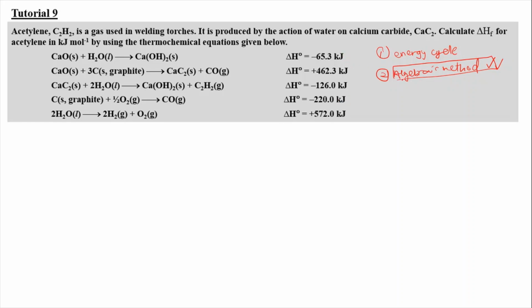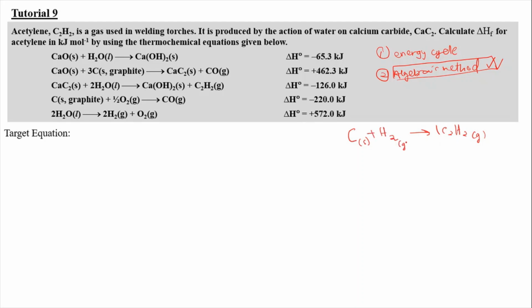All right, the algebraic method is more versatile in finding the enthalpy of formation, especially when a lot of equations are given. So let us use the algebraic method to solve the problem. Our target equation is going to be the enthalpy of formation of C2H2. So you know that the equation for the enthalpy of formation of acetylene needs to be constructed first, where C2H2 needs to be 1 mole, and it comes from carbon solid and hydrogen gas.